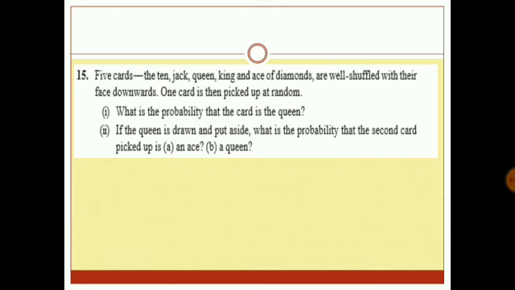If the queen is drawn and put aside, that means we are left with only 4 cards. Out of these 4 cards, what is the probability of getting an ace? So out of these 4 cards, there is one ace. So the probability of getting an ace is 1 by 4. What is the probability of getting a queen? The probability of getting a queen is 0 by 4 because there is no queen left. We have already taken out that queen. So the probability of getting a queen is now 0.